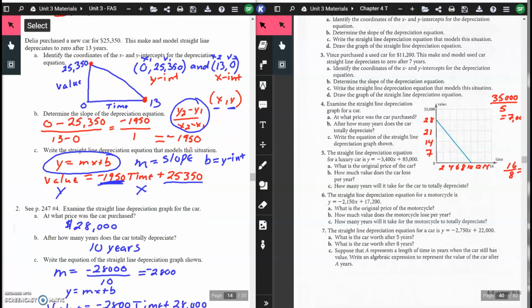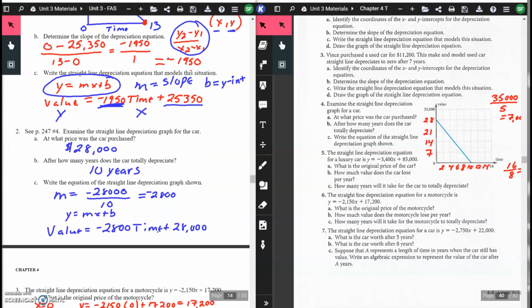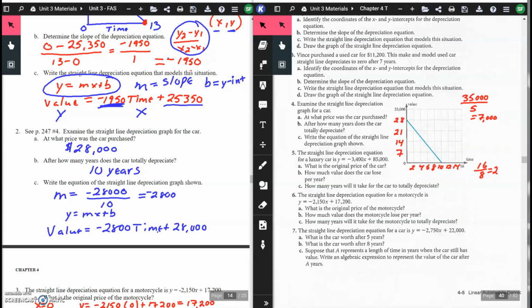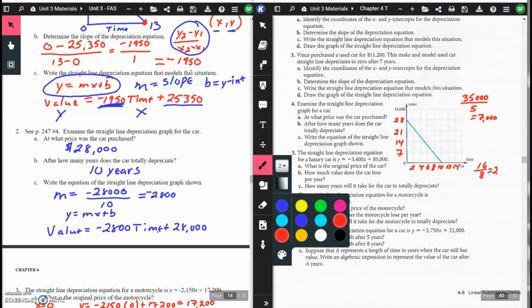Number 2 says reference page 247, which is off to the right-hand side here. All right, question number 4. It says examine the straight line depreciation graph for the car. At what price was the car purchased? Okay, so in order to figure out what these missing values are, you just got to count how many jumps you have. So your jumps come into play right here.